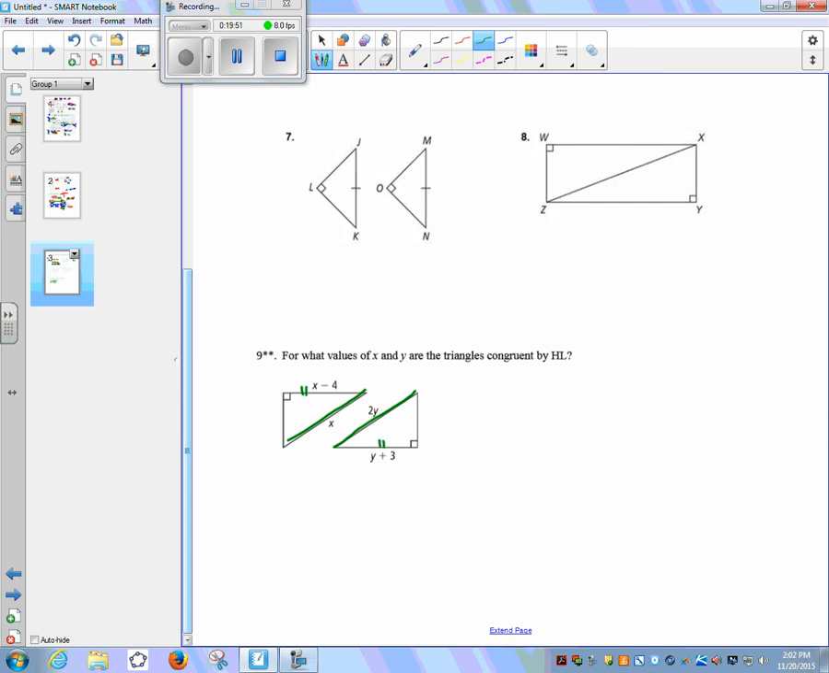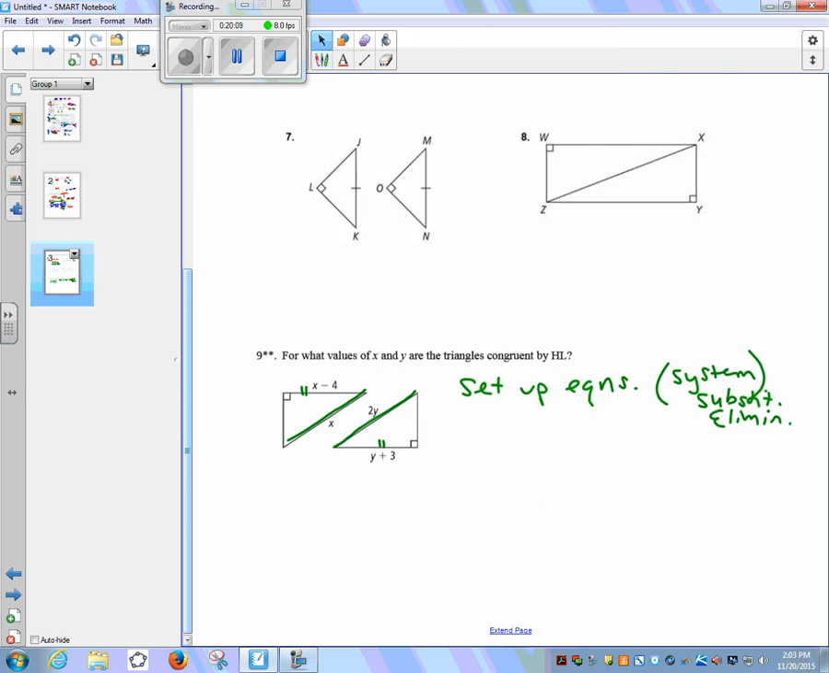I'm going to say just set this up. Set up the equations. Solve if you know how, but it's going to be a system of equations. So you're going to use either substitution or elimination. So try that one. If you can't solve it, at least set up the equations. Okay, thank you.